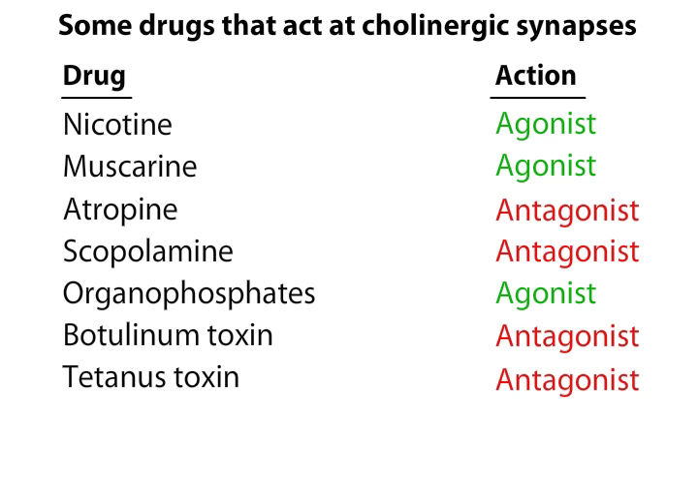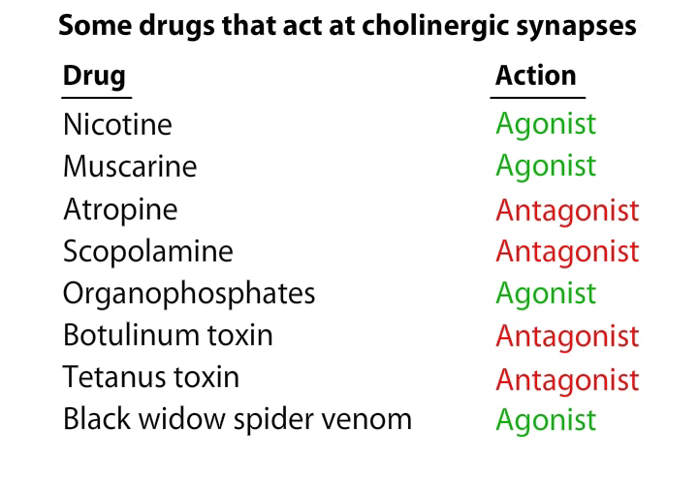Tetanus toxin is chemically similar to botulinum and is responsible for tetanus poisoning, lockjaw. Finally, black widow spider venom causes the continuous release of acetylcholine at the neuromuscular junction, causing the muscle to respond violently until the supply of acetylcholine is depleted.